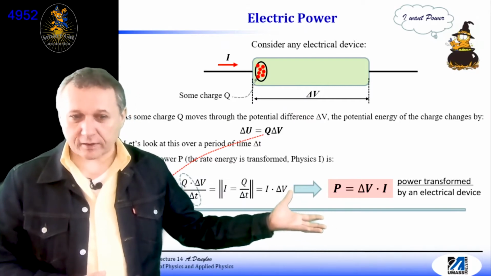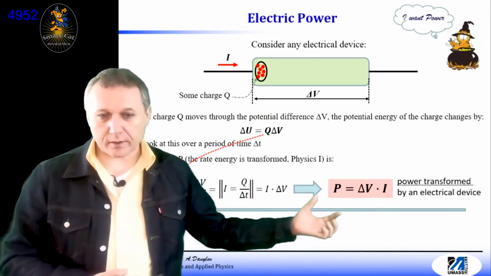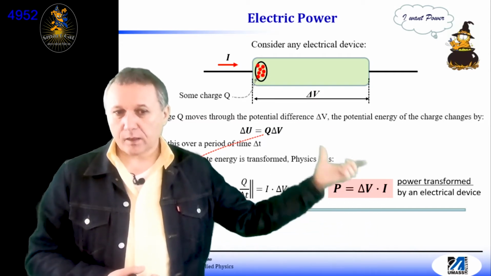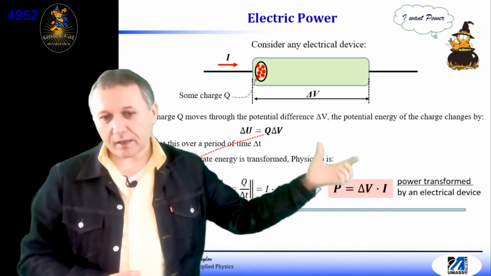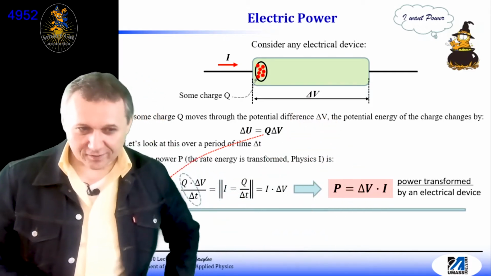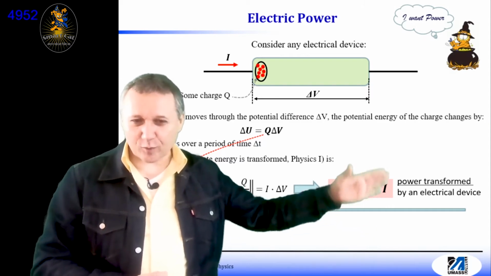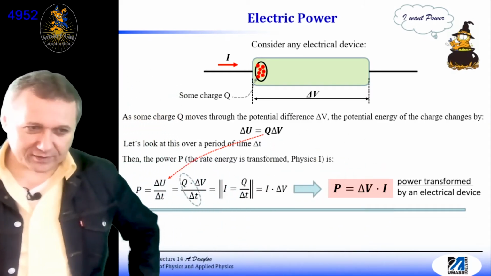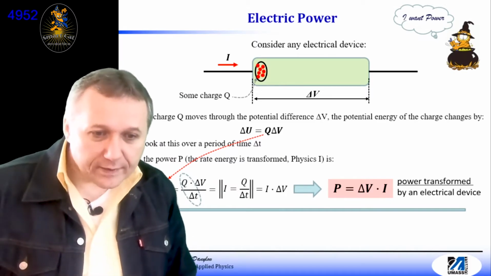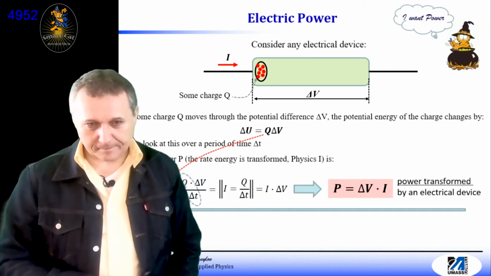So how can we calculate power? Here is the short derivation. It's just the product of potential difference across the device, across the element, times the current flowing through this element. It looks like Ohm's law, but in Ohm's law we divided delta V by I, but here we multiply delta V times I. So this is the power dissipated in this resistor.